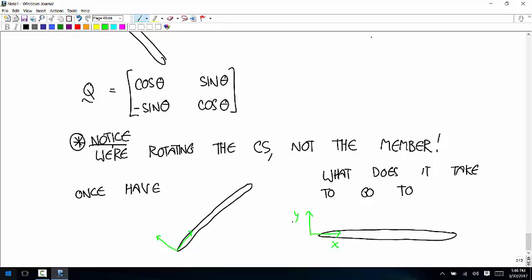Any questions about this? So basically, once you align the coordinate system with your member, you can then draw it the way you want it. Yeah. Yep, that's right.